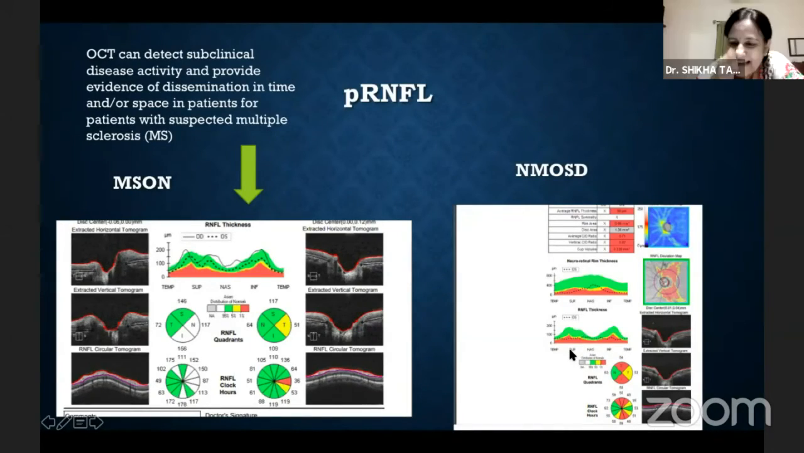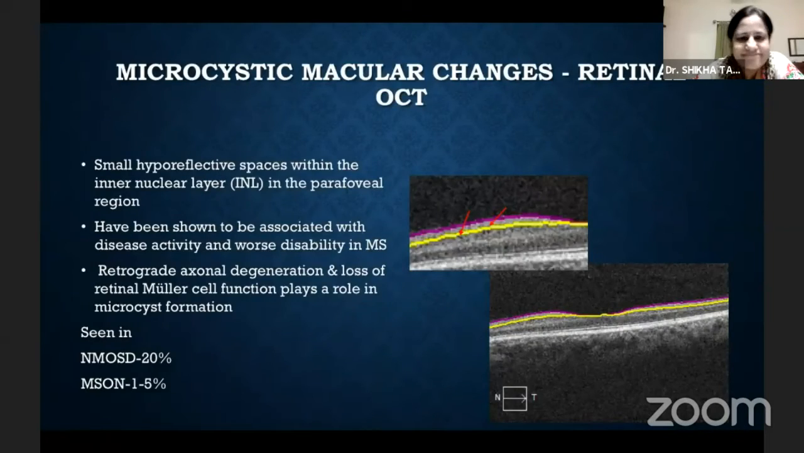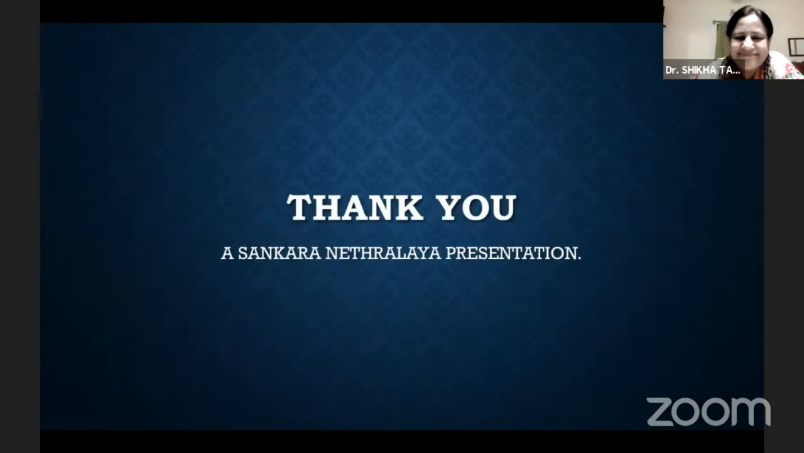Yeah, this is my last slide. This is NMO spectrum disorder. As we said initially, the superior and the inferior quadrants are more commonly affected, and this is what was seen in this patient. These are the GCC. I think I'll conclude with this.